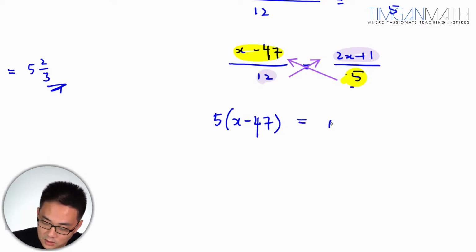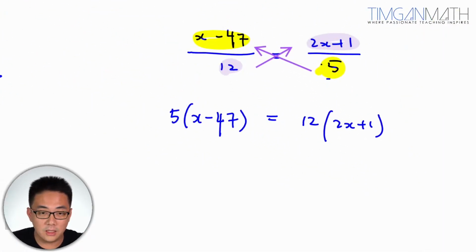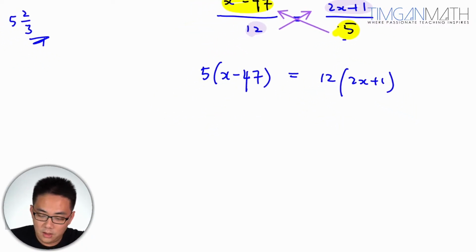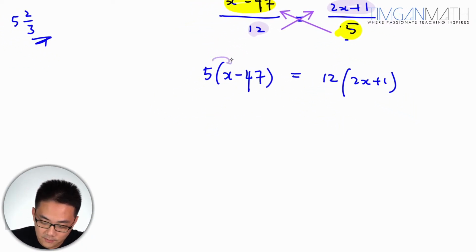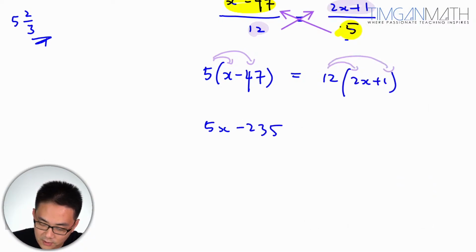So this is 12 times 2x plus 1. Then same thing, once it's in the linear side, it is pretty okay. What we're going to do is just expand this side. I'm trying to move as slow as I can. So this is 5x. 5 times negative 47 would just be negative 235 equals 24x plus 12.